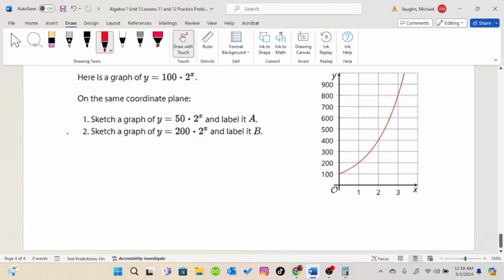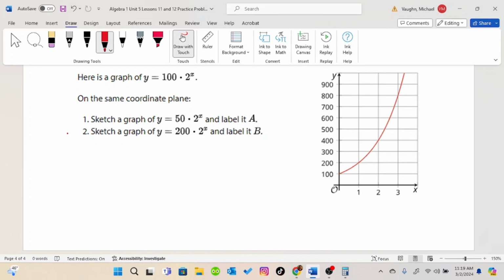Here is a graph of y equals 100 times 2 to the power of x. On the same coordinate plane, number 1, sketch a graph of 50 times 2 to the power of x and label it A.